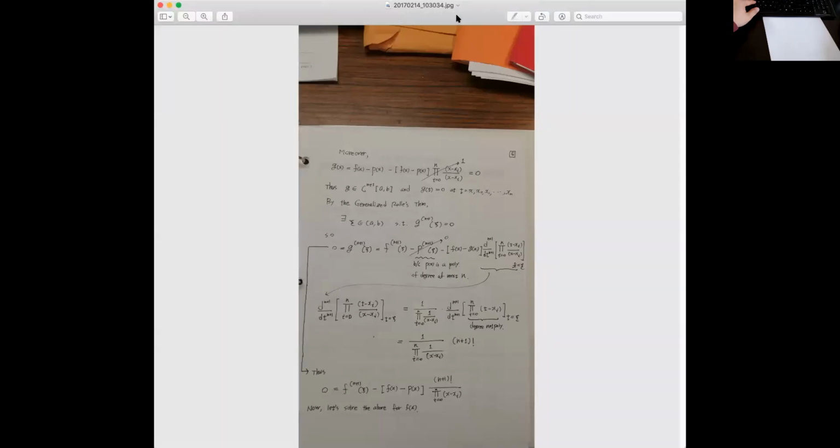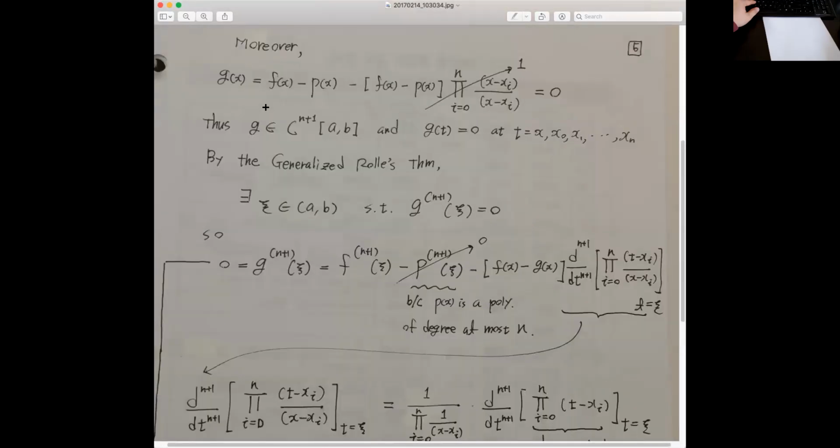Next one. So far we have shown that g of xk equals 0. And now we're going to show that g of x equals 0. Why? Because we have f of x minus p of x minus f of x minus p of x times this fraction. We'll see that here.